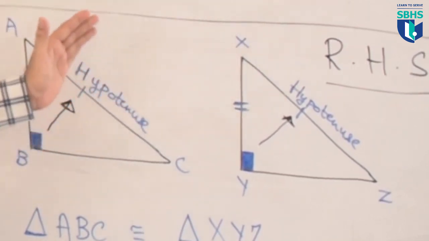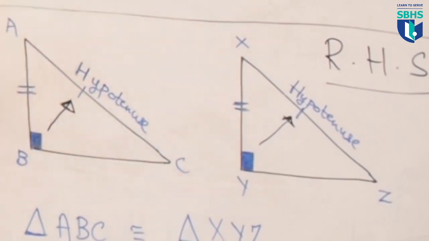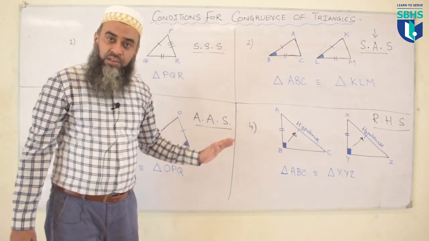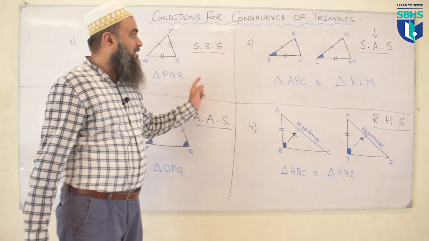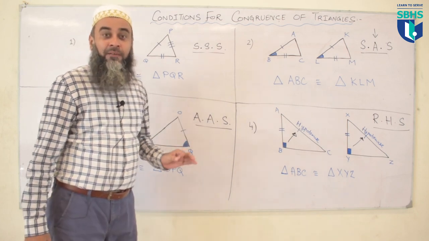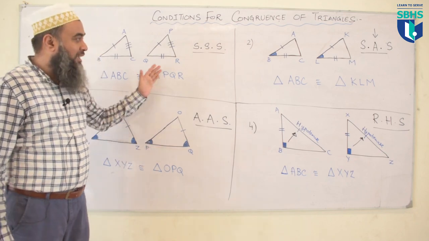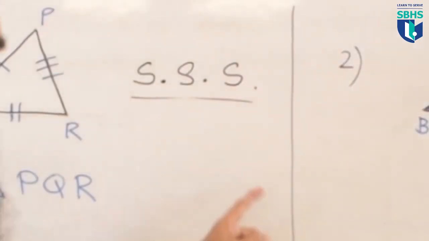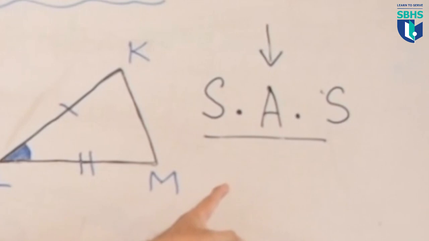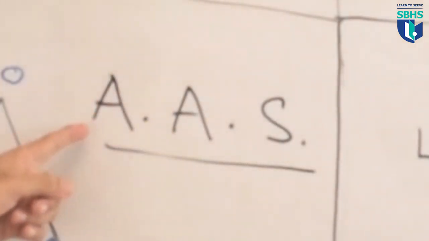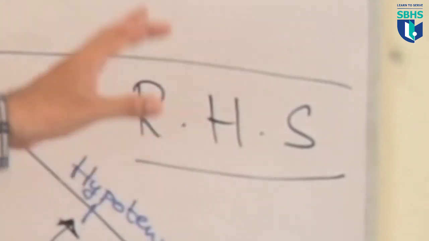So this condition only works on right angle triangles. That's it. Okay, so students, in this video what we have learned is that there are four theorems for congruence of triangles. As you can see, SSS, side side side. Second one is side angle side. Third theorem is angle angle side, and the fourth one is RHS.